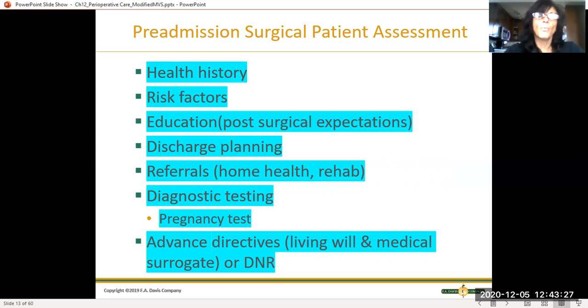Okay. We're going to talk to them about things like you're going to have sequential compression devices on your feet or on your legs to help prevent DVTs. We're going to give you this little toy called an incentive spirometer. You're going to take a deep breath and you can watch that little thing inside rise. And that's going to help you prevent postoperative complications like pneumonia, right? So you're going to give them all this information. Are they going to remember all of it? No, promise they won't. But at least you're giving them information about what they're going to be expecting once they come out of surgery, right?